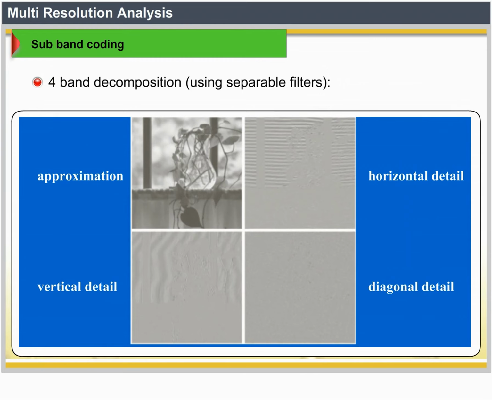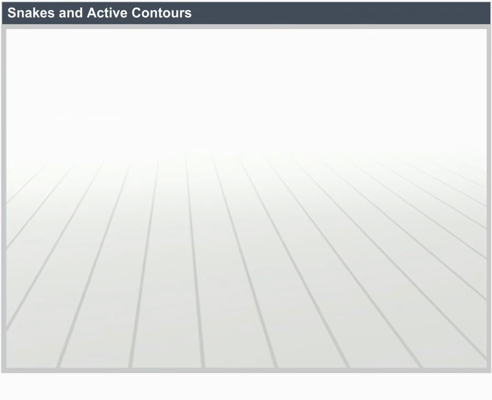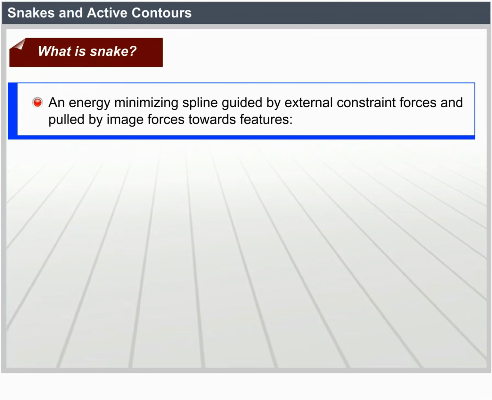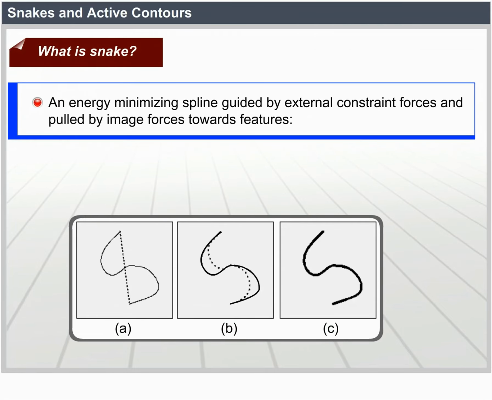Snakes and active contours. What is a snake? An energy-minimizing spline guided by external constraint forces and pulled by image forces towards features. Applications include edge detection, subjective contours, motion tracking, and stereo matching.